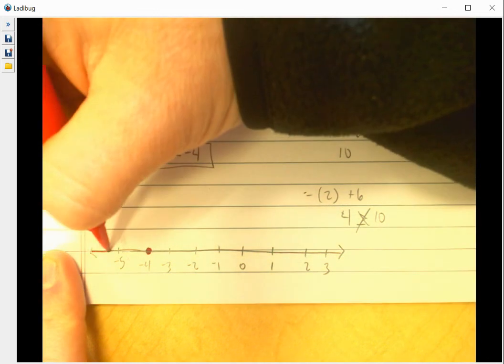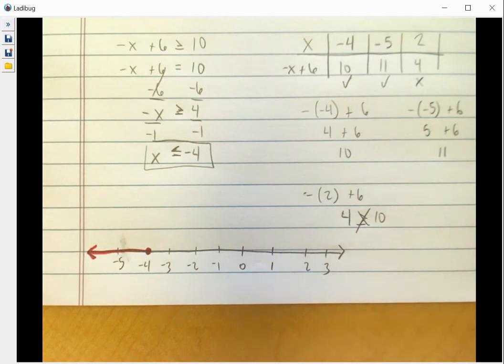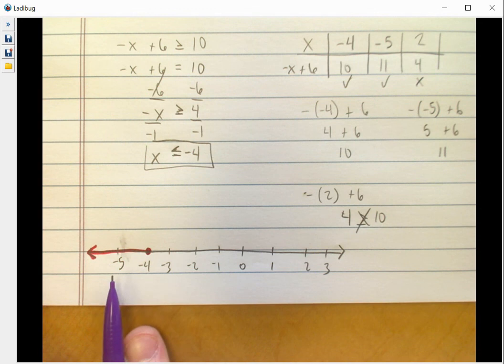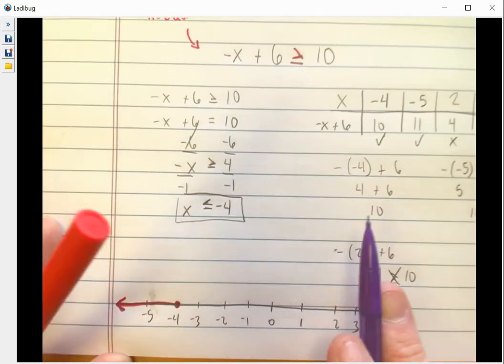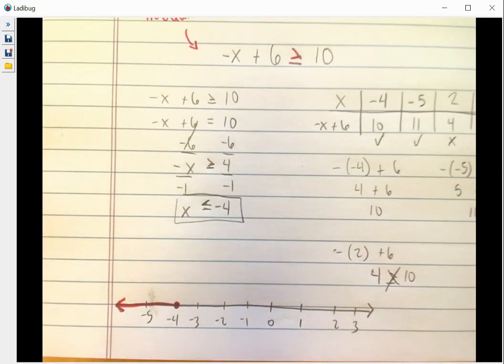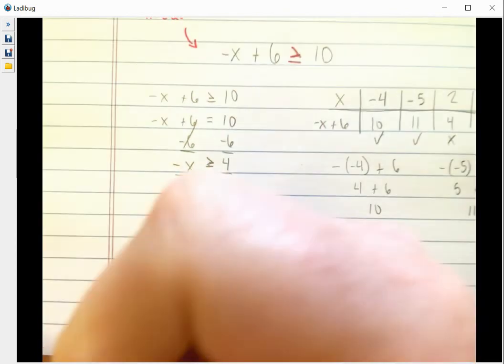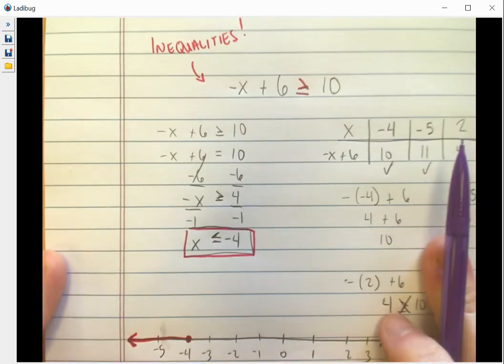My values going towards the left would all make this true. Anything that is less than or equal to negative 4 is going to make this inequality true. So you can say that one answer is x is less than or equal to negative 4, or on a number line, you can graph it like this. And that's inequalities.